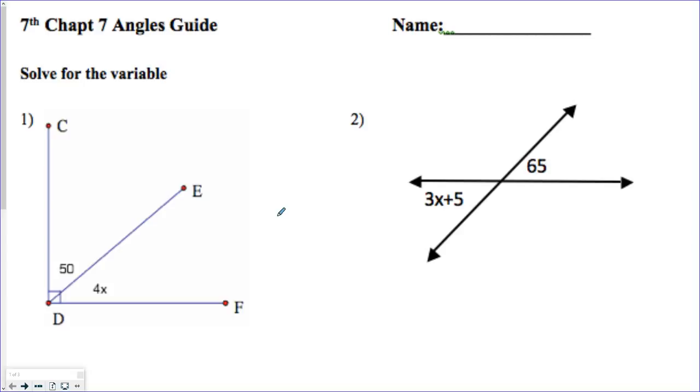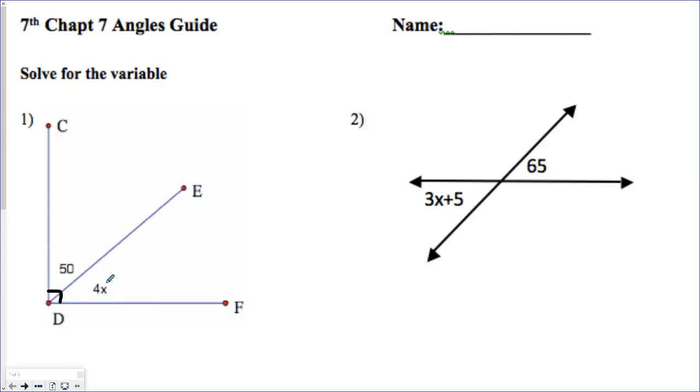So the first part deals with figuring out missing variables in angle formations. If we look at the first one here, we have two angles, 50 and 4x, and we see that there's a big angle here that's 90 degrees. This little box right here tells us it's 90 degrees. And I want to know what's the value of x here.